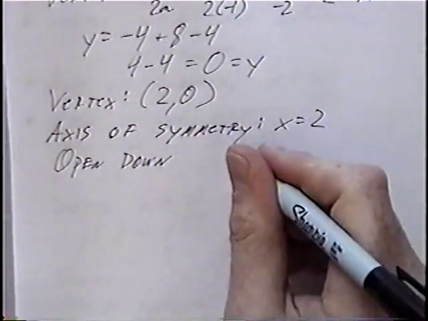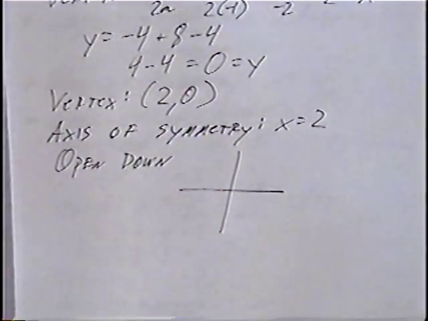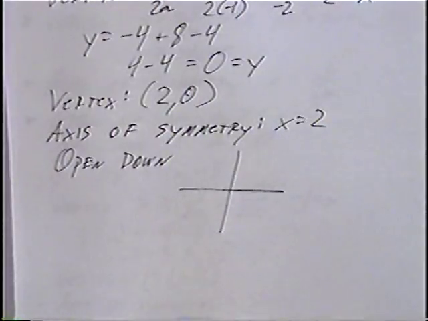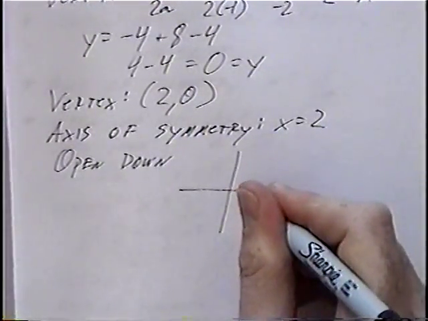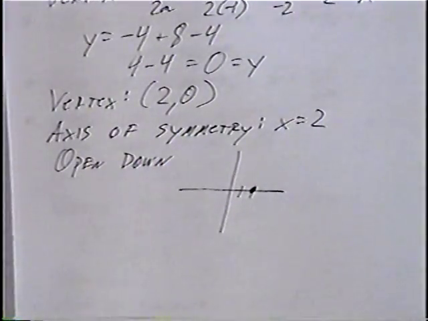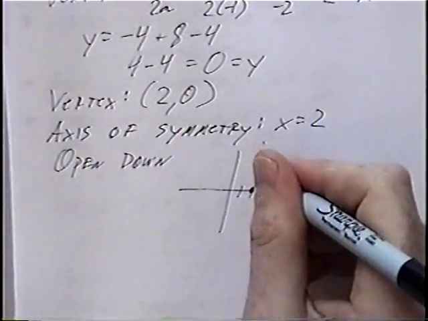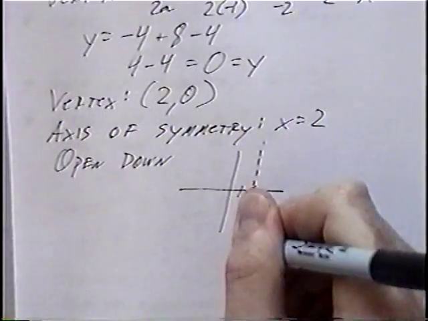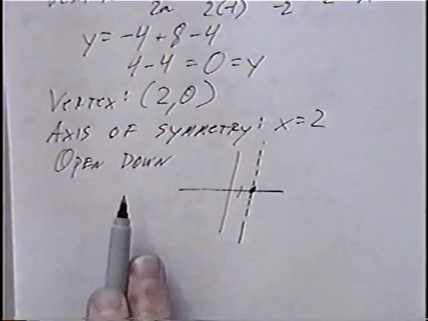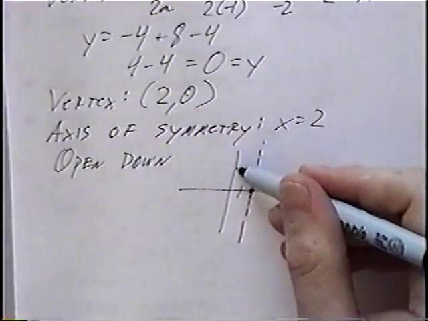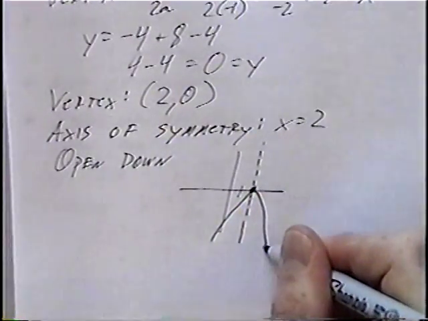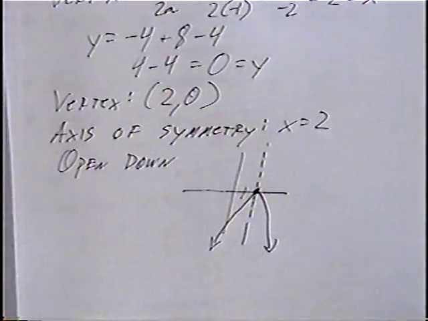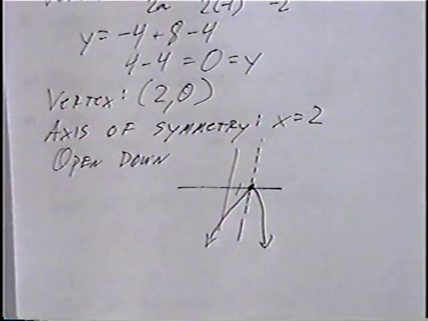Graphing from here, we can draw the xy axis. The vertex is 2, 0. The x value would be 2. The y value would be 0. The axis of symmetry, again, is a dashed line. It goes down the middle of the graph. This graph opens down, so rather than a curve that opens up, the curve will open upside down. And that'll be our graph for the equation.